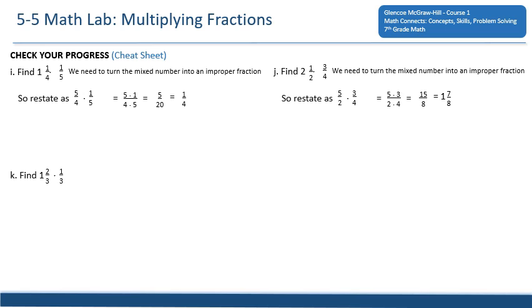1 2/3 times 1/3. We need to convert the mixed number to an improper fraction before we can multiply. So 1 times 3 is 3, plus 2 is 5. So our new expression is 5/3 times 1/3. We multiply the numerators 5 times 1, and then multiply the denominators 3 times 3. We get 5/9.